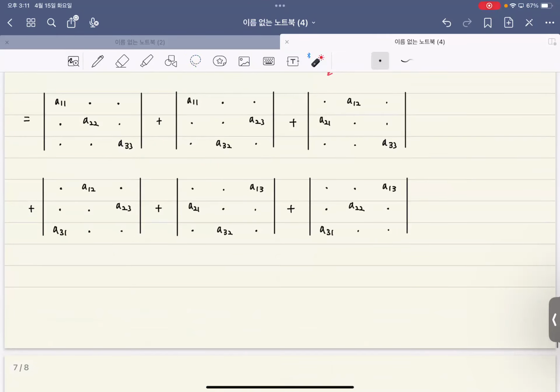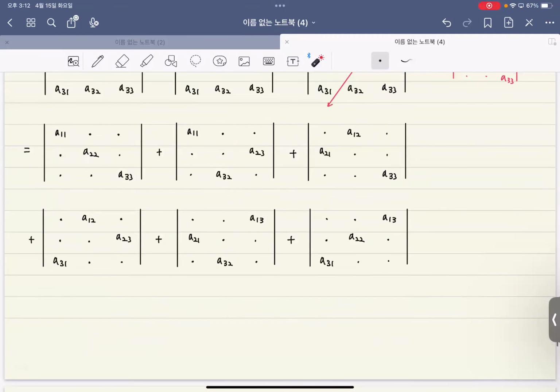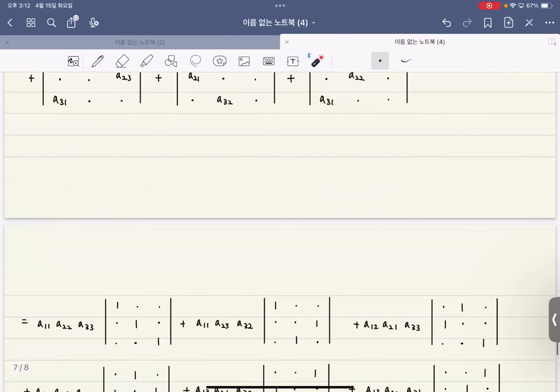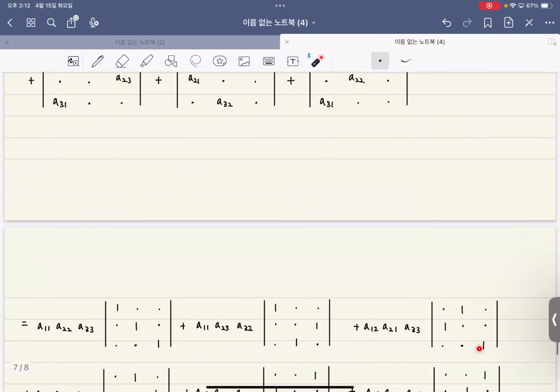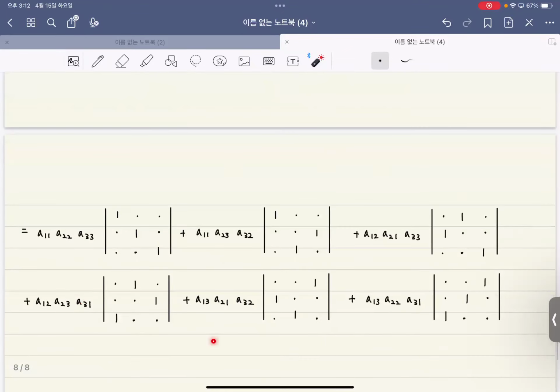Now I have 6 terms, but because of the multilinearity, I can say the first term can be transformed into A11 times A22 times A33 times determinant of 1, 1, 1. Okay, which is this. Likewise, this guy can be transformed into all these numbers times 1, 1, 1. These numbers times 1, 1, 1, and so on. Okay. So I have these 6 different terms over here.